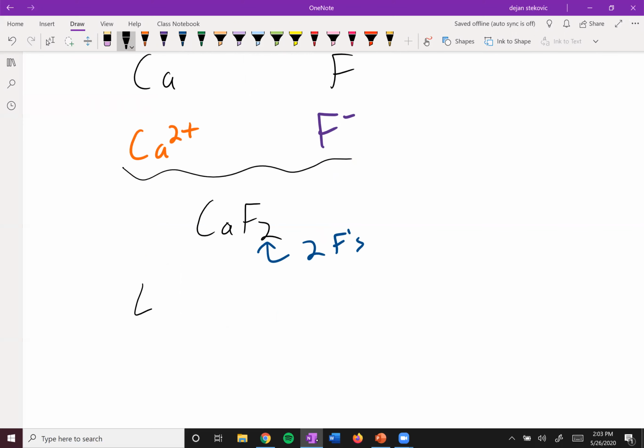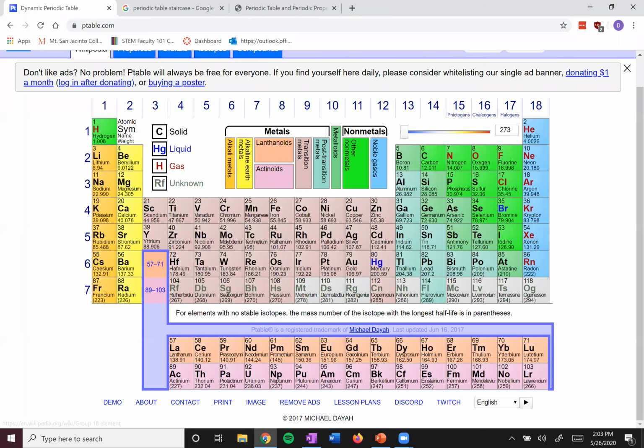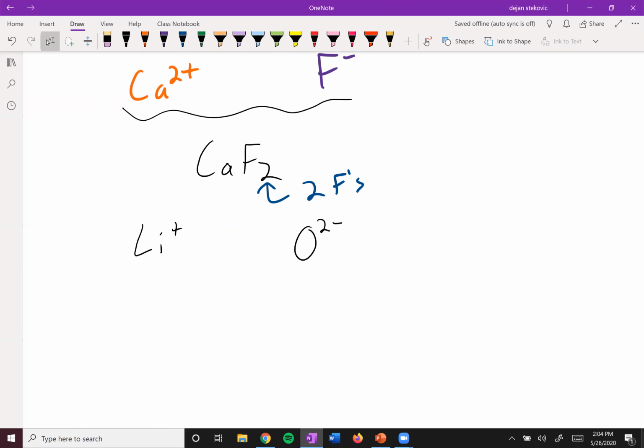Another example, lithium, right? We said that was going to be +1. What about oxygen? If we take a look at oxygen, it's over here in the chalcogen, so it's 2 spots away, so it's going to want a -2 charge. And so the overall formula here, we're going to need 2 lithiums for every 1 oxygen.